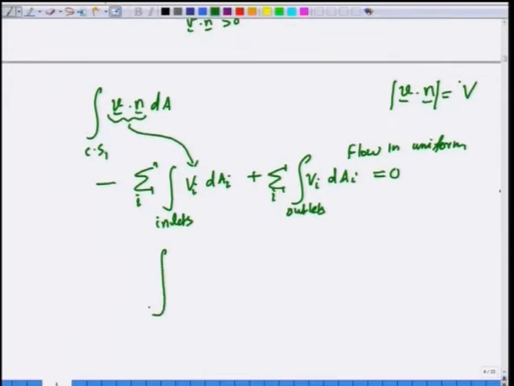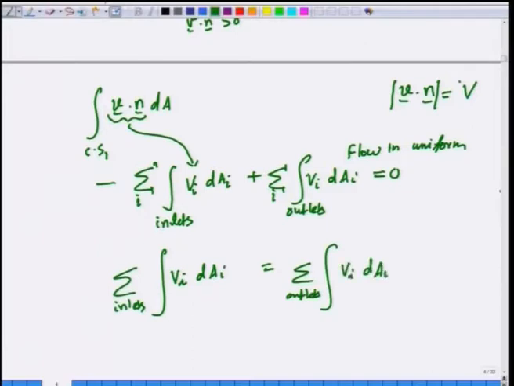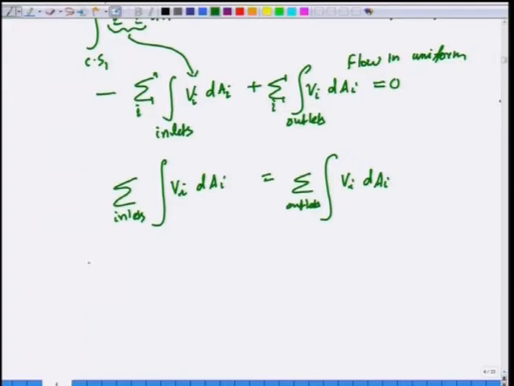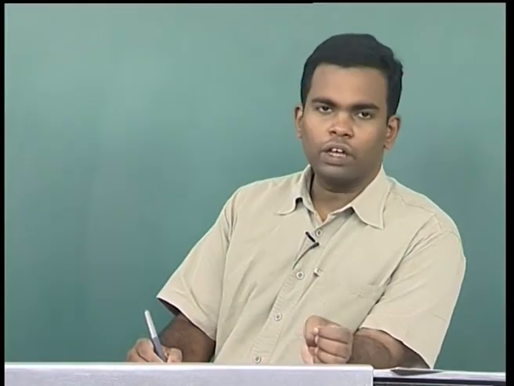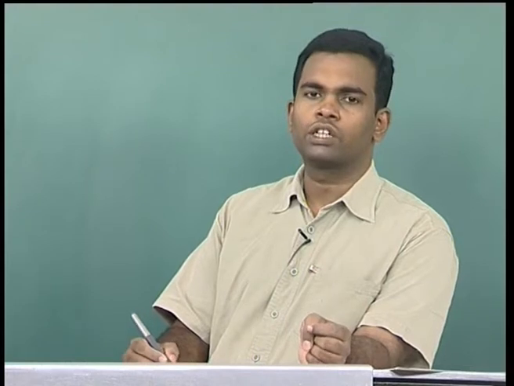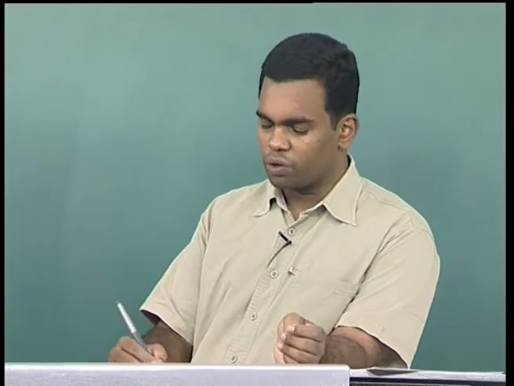So in general we have the summation over all inlets of the integral of V_I dA_I equal to the summation over all outlets of V_I dA_I. Now if the flow is uniform, then the velocity vector is independent of the cross section of the control surface. The velocity vector is a constant. Usually flow is not uniform in flow through tubes and channels, as we will see later, but if the flow is like a free jet moving in the atmosphere, in air, then you can reasonably think of it as a uniform flow.